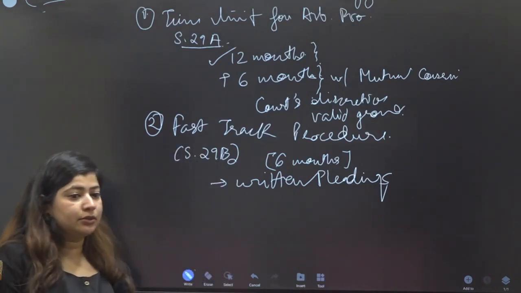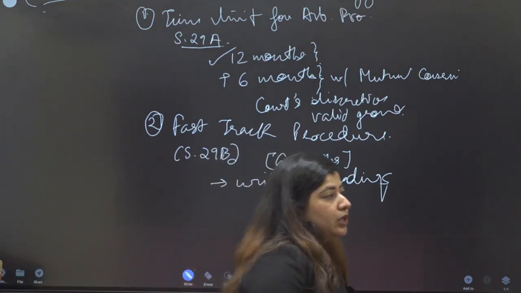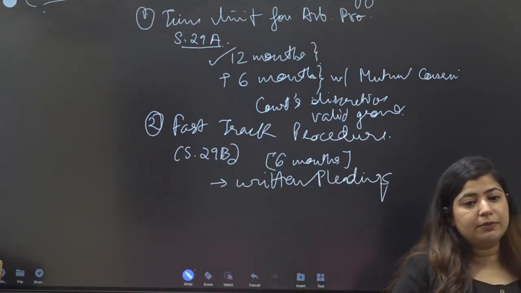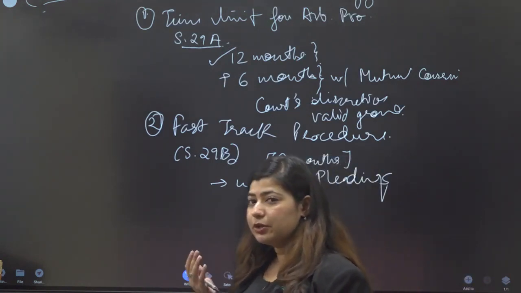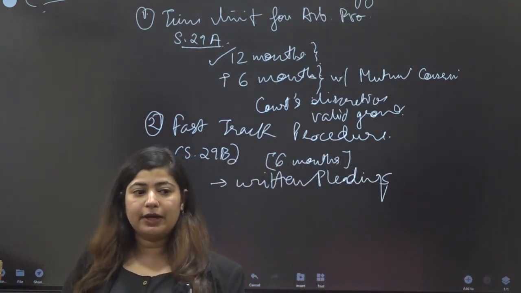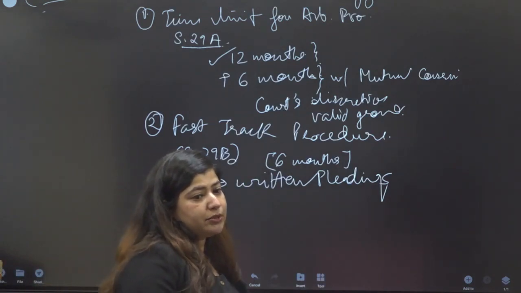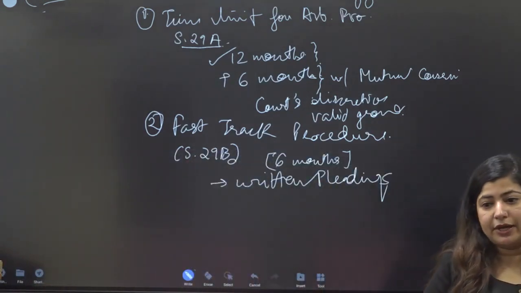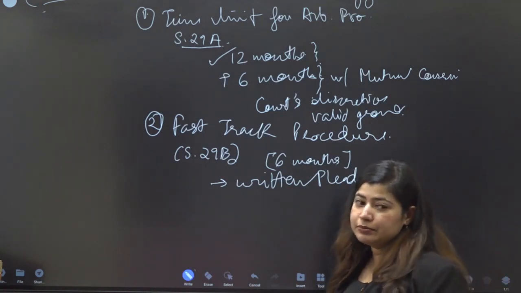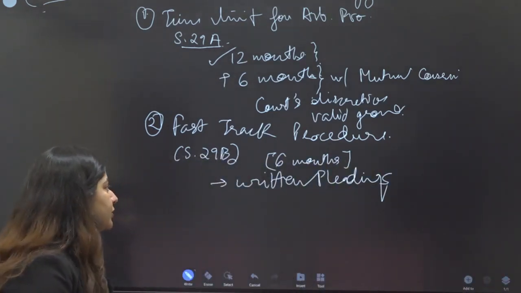So fast track procedure is basically a procedure where the whole arbitration is conducted based on your written pleadings. There will be no oral hearings, but you can request one, and the award is supposed to be passed within 6 months. You've seen the documents, you've seen the arguments, all the pleadings are in front of the arbitrator. The arbitrator has been given the time to decide and pass the award in 6 months. This is your fast track procedure.